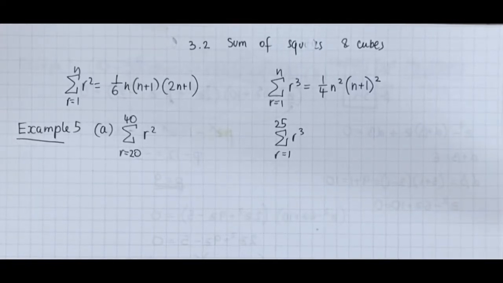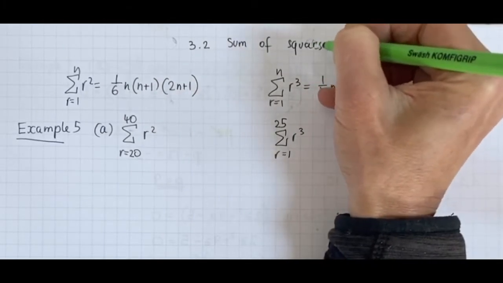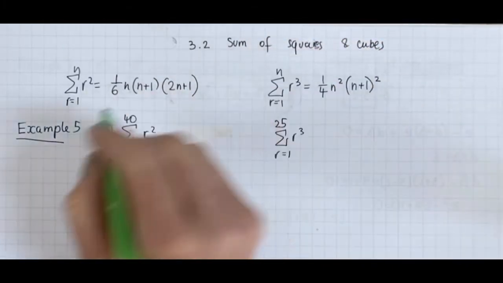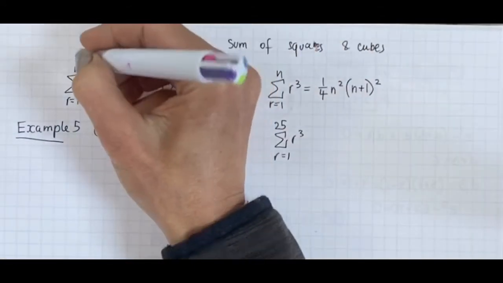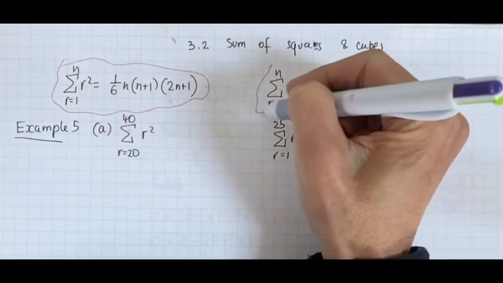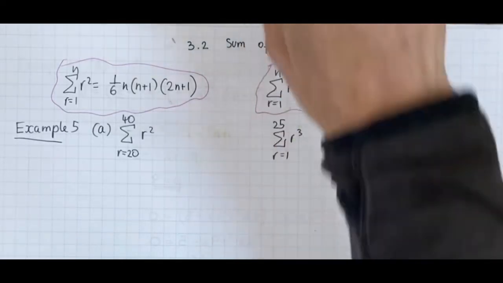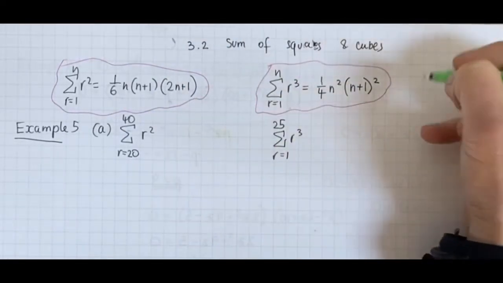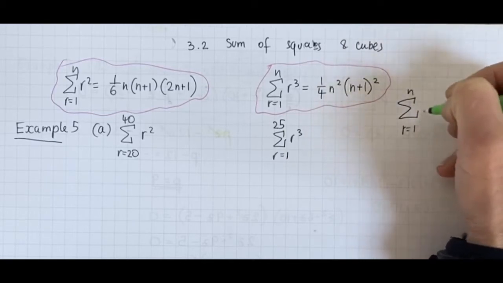Okay, moving on to section 3.2, sum of the squares and cubes. So these two results, you need to memorize them. Actually, you don't need to really memorize them because they are, I think, in the formula booklet. It's the sum of natural numbers. Ours is not, so this one is the one you need to memorize.